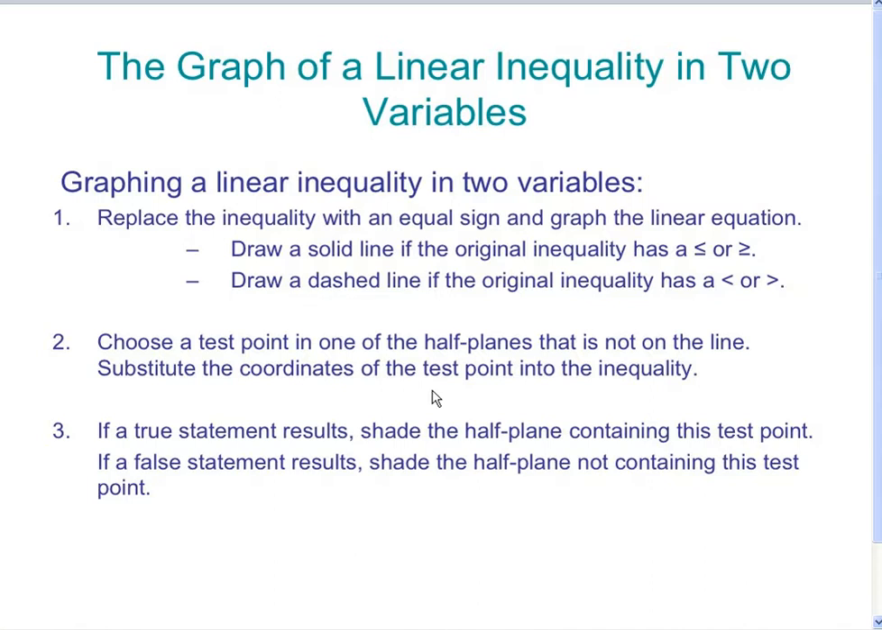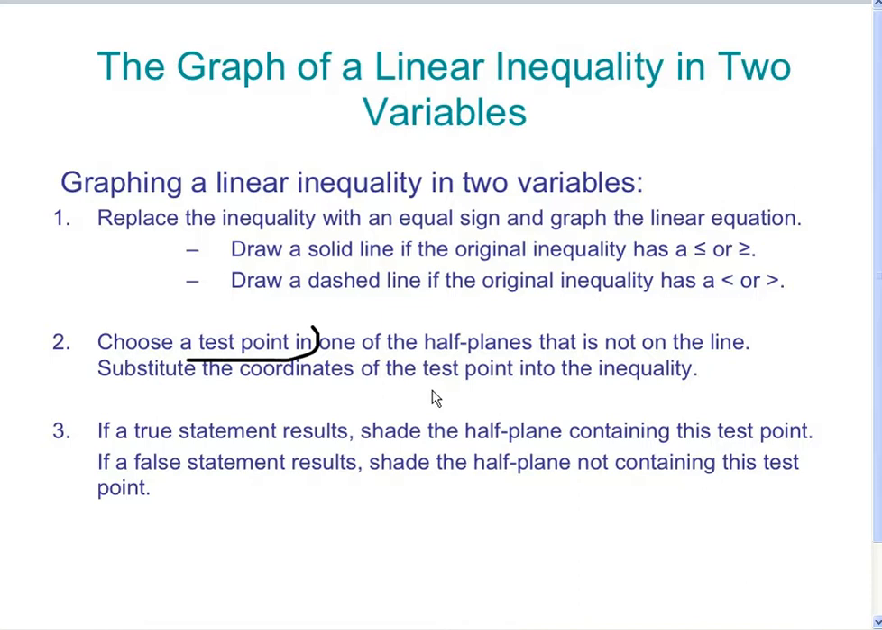Once you've drawn the line, you're going to choose a test point. You can choose any point you want. Most people choose the point 0, 0. 0 is the easiest number to plug in, and if I have two zeros, that is two easy numbers to plug in. The only time you can't use 0, 0 as a test point is when the line actually goes through the point 0, 0.